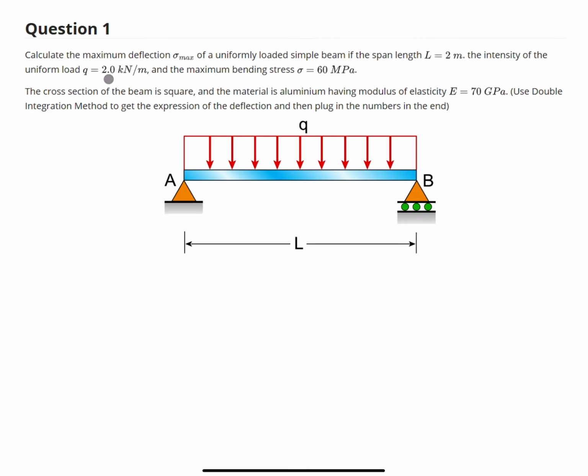Let's look at this question. In this question, we need to calculate the maximum deflection of a uniformly loaded, simply supported beam shown here.